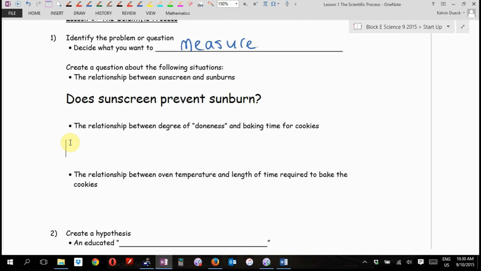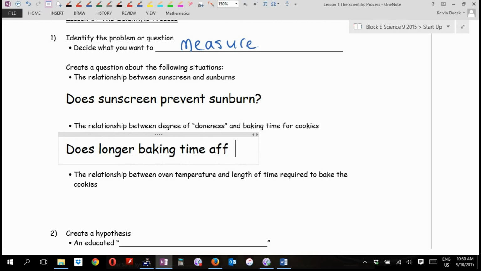The relationship and degree of doneness and baking time for cookies. Does baking time affect doneness? You know what? I think we can be even more specific. How about this? Does longer baking time affect doneness? Yep.